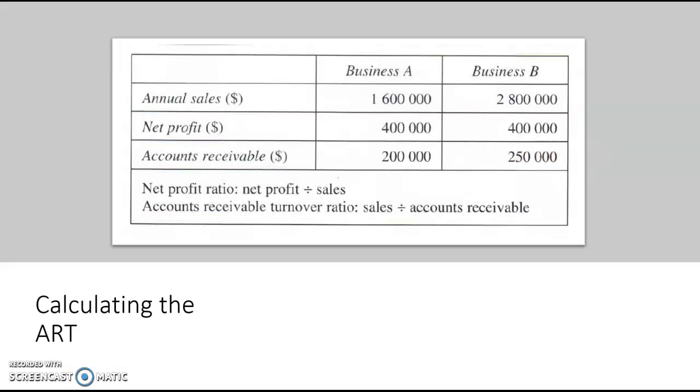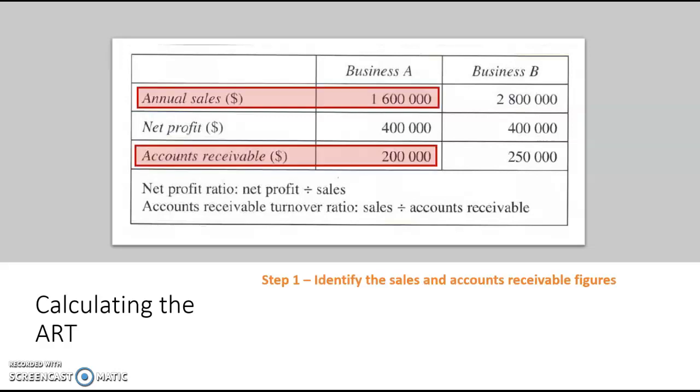Another way they could present the information that we need to be able to calculate the accounts receivable turnover figure is in a table of just the figures that we need. So, step 1 is again the same. We need to identify the sales and accounts receivable figures. Step 2, we use the formula to calculate the ratio. Now, since they haven't specified if they want times per year or days, it's always best in a calculation short answer question to give both.